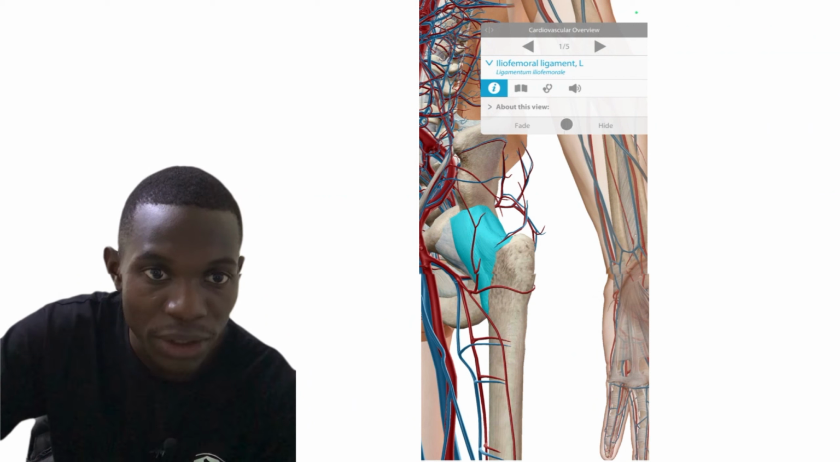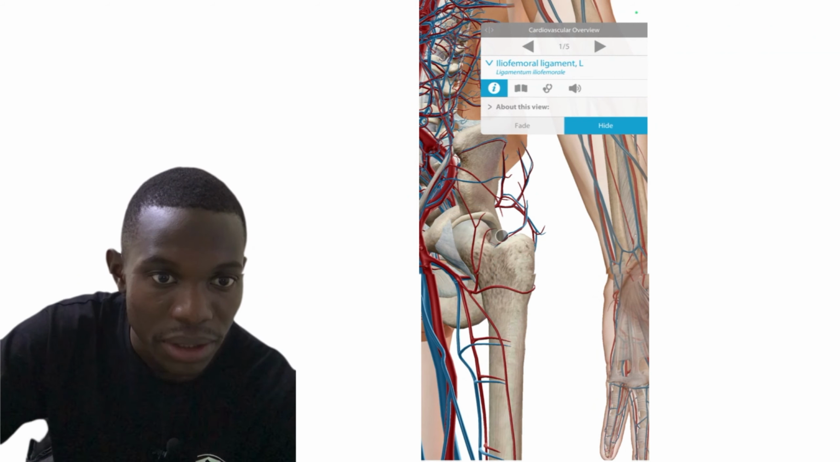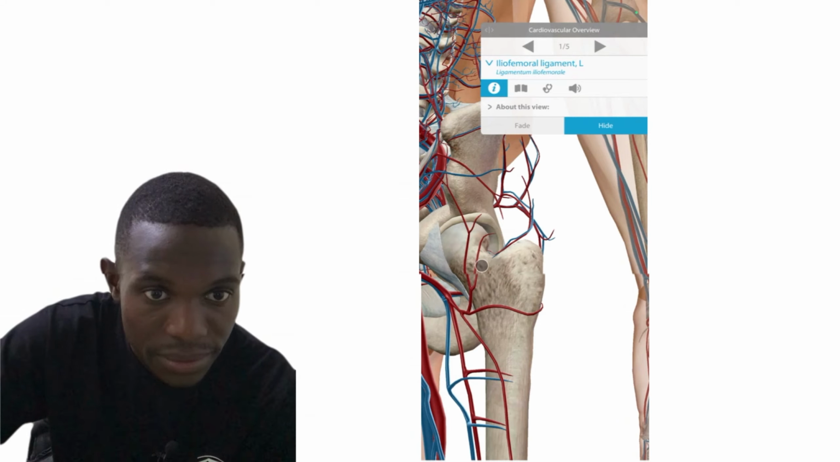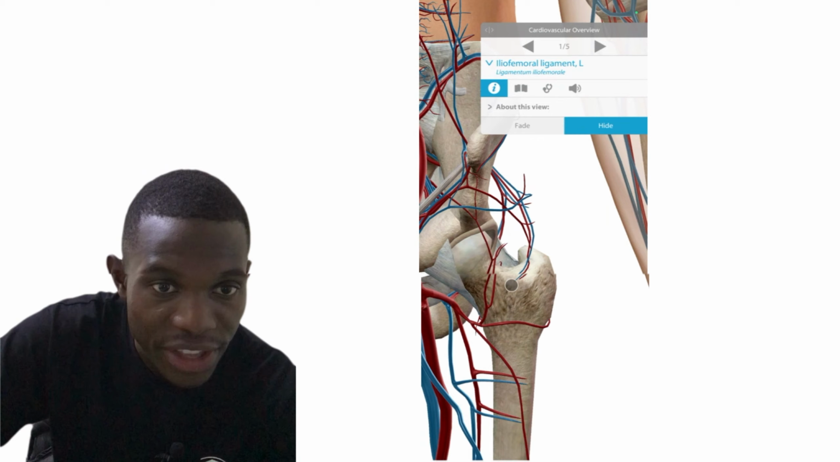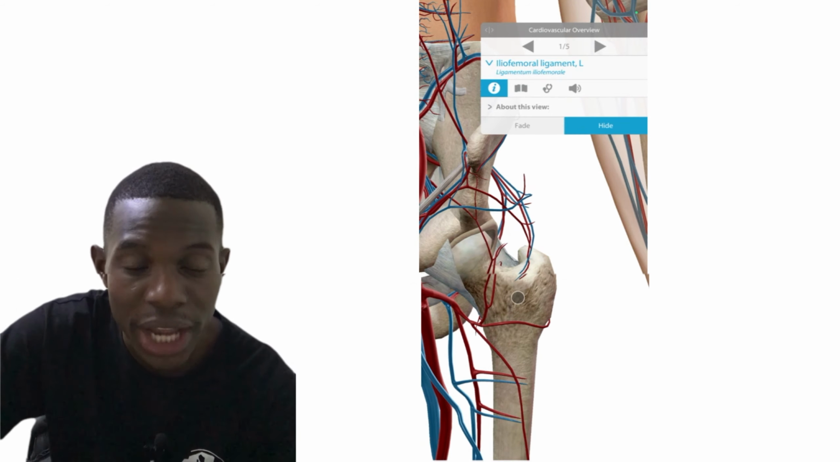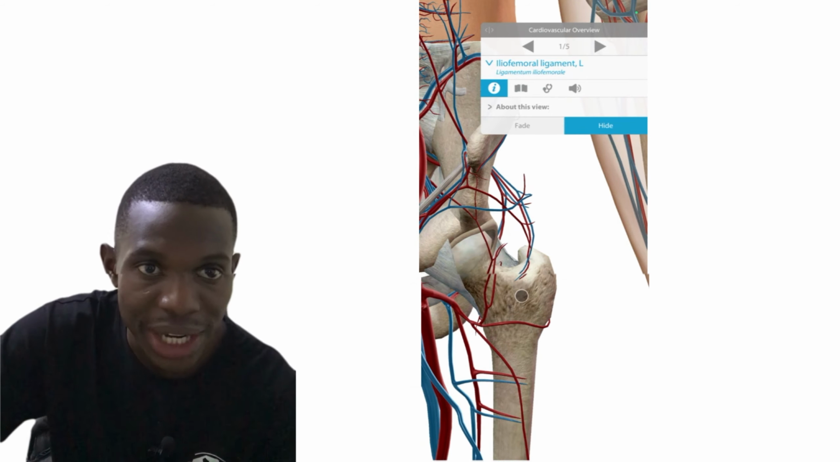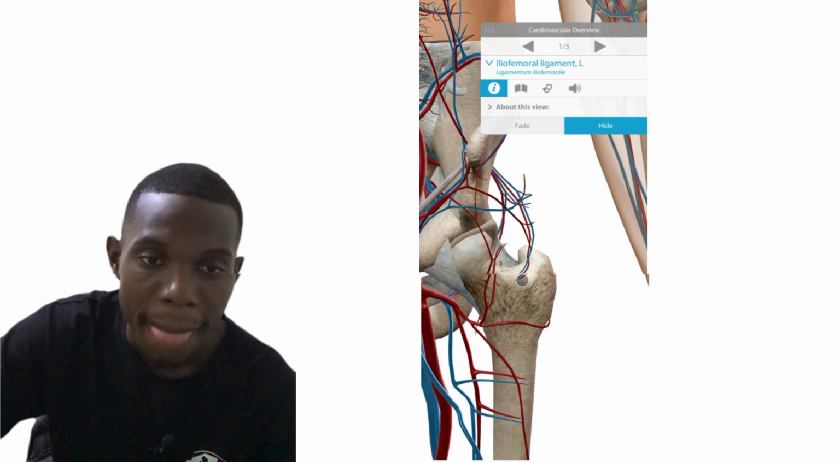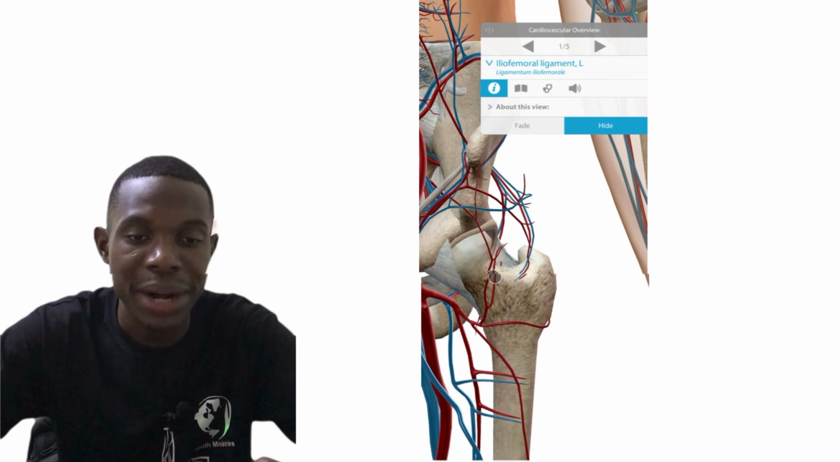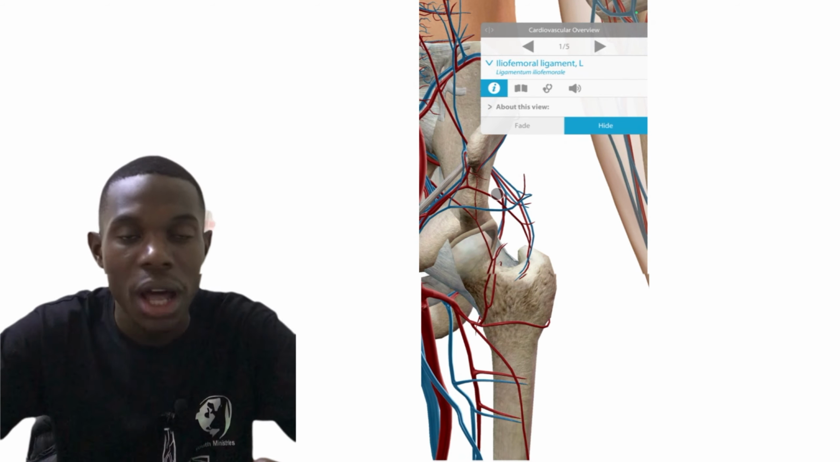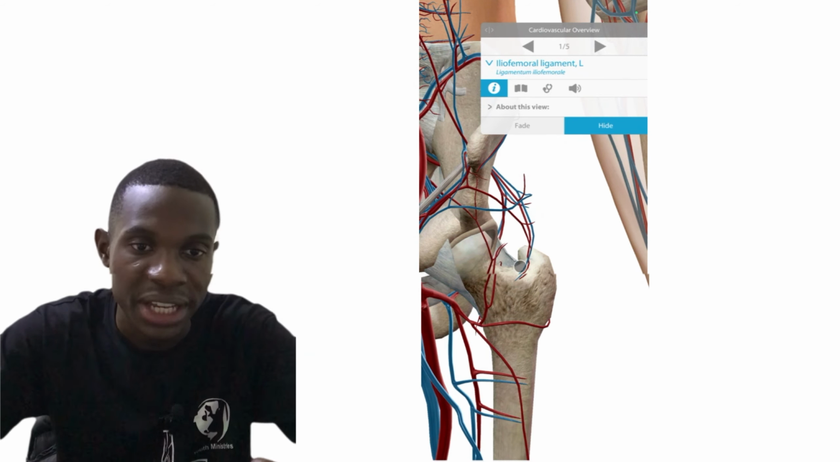So if we remove the iliofemoral ligament, you're going to discover that right here at this portion, you're going to have a trochanteric anastomosis. The trochanteric anastomosis is made by 4 arteries: the ascending branch of the lateral circumflex femoral artery, the ascending branch of the medial circumflex femoral artery, as well as the descending branches of the superior gluteal artery and inferior gluteal artery. It will be right here.